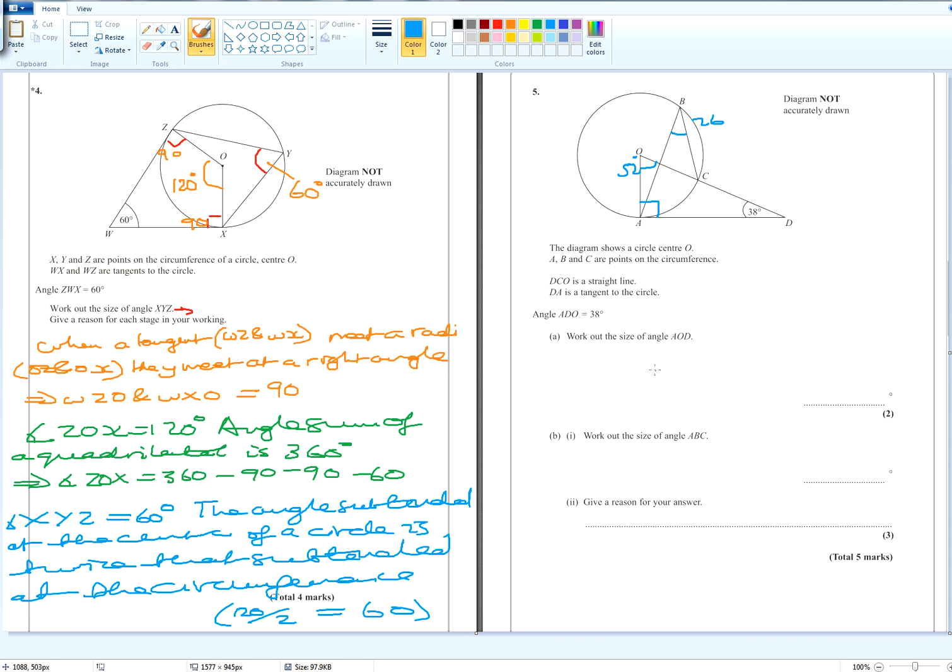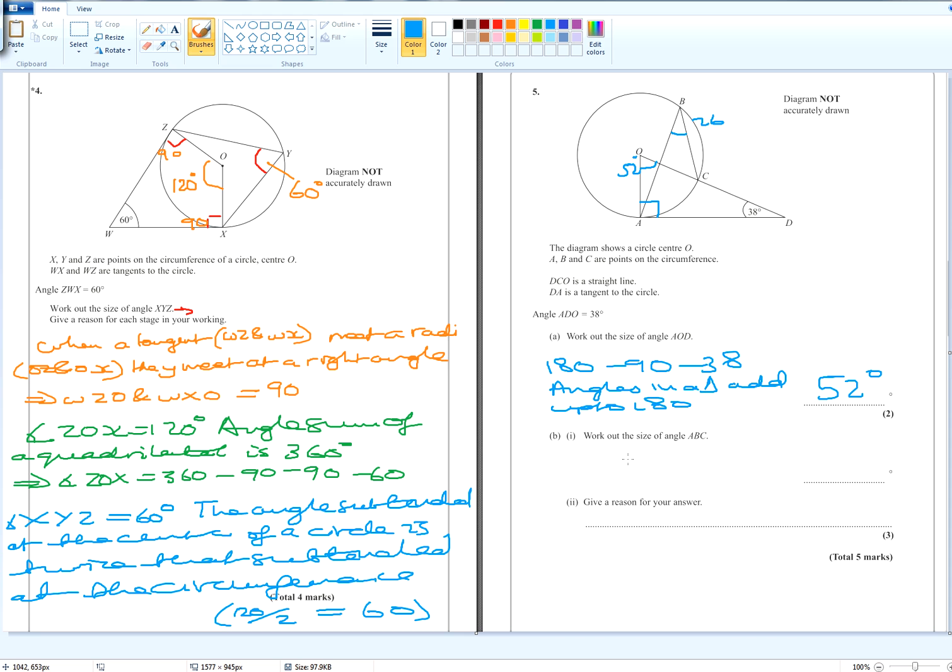Okay, now it goes, look at the sides of angle AOD. We said AOD, what did we just say it was? 52 degrees. Let's do some calculations here. We said 180 minus 90 minus 38 will give us 52. So angles in a triangle add up to 180. They haven't asked us that, but I'll put that in for you.